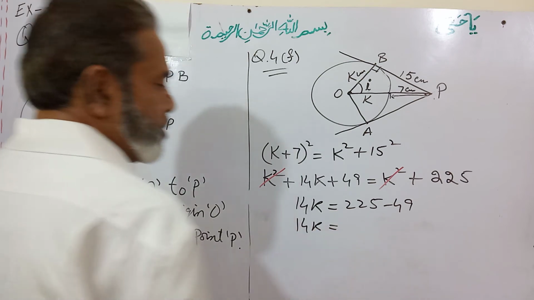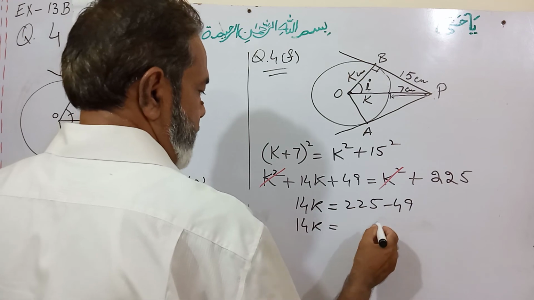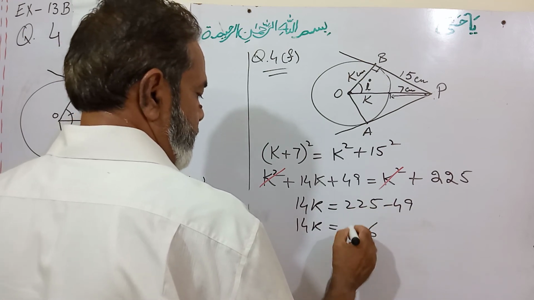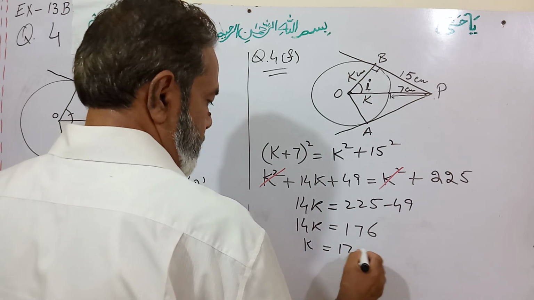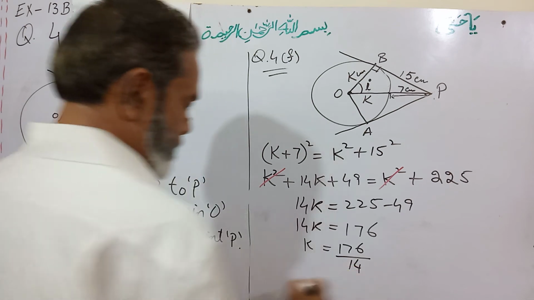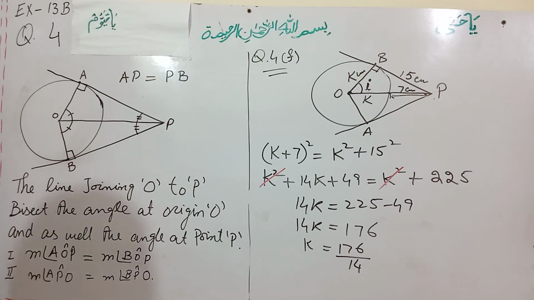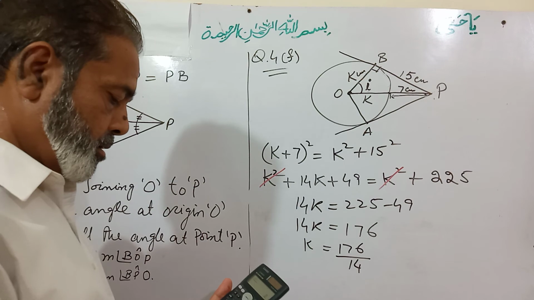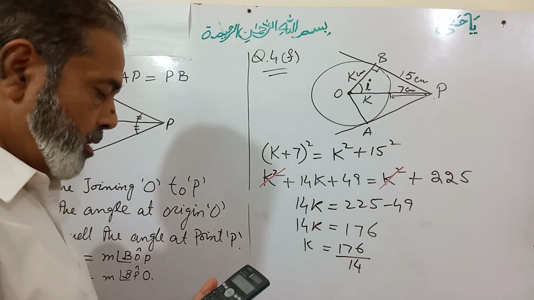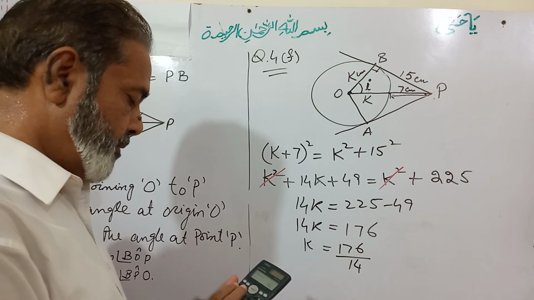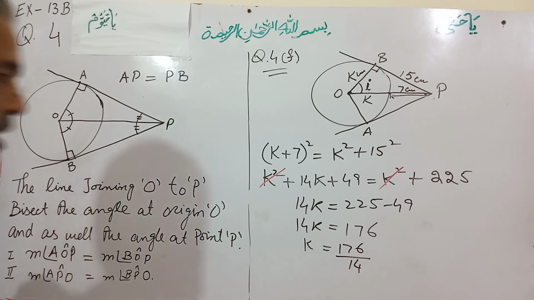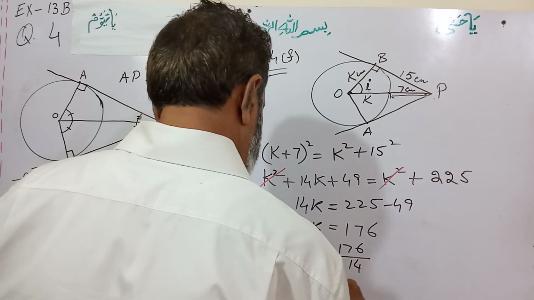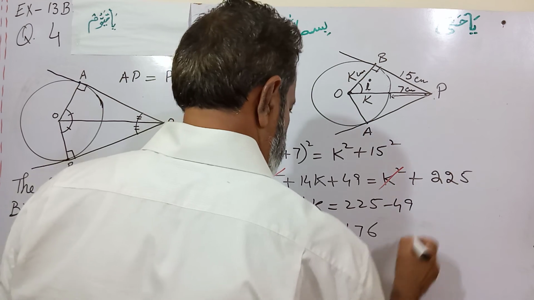14K is equals to 176. K is equals to 176 over 14. 225 minus 49 equals to 176 divided by 14. The answer is 12.57. K is equals to 12.57 centimeters.